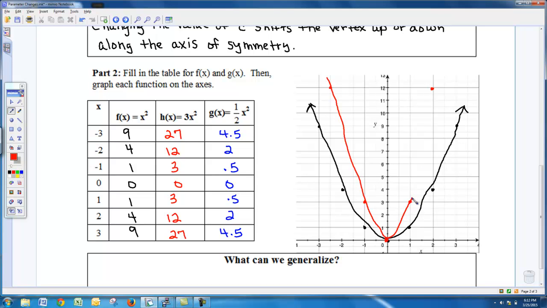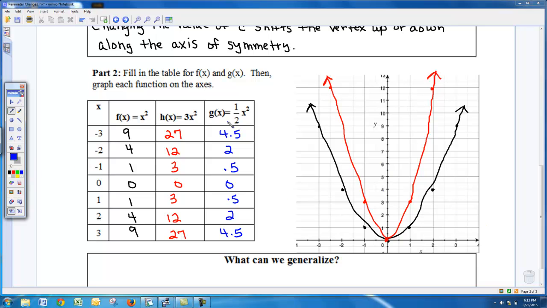So what did that do to that parabola, the fact that the y values were increasing so much more quickly? Well, it made it narrower, didn't it? Another way of saying that it's narrower is we can say that it's stretched vertically. It's kind of like pulling it upward and making it thinner.